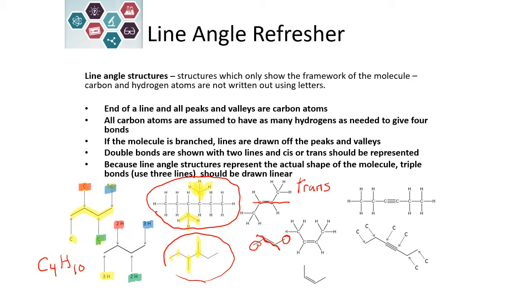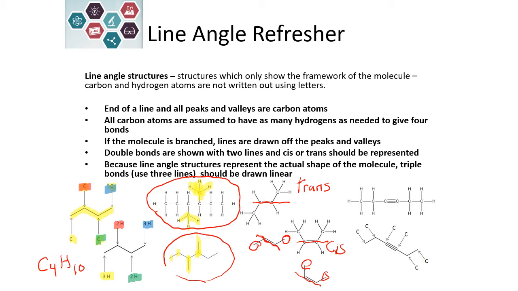If we have a cis molecule, if the carbons are coming off the same side of the bond, we also show that in our line angle structure, where the carbons are coming off the same side of that double bond. So they are on the same side. That would be our cis molecule and our trans molecule.